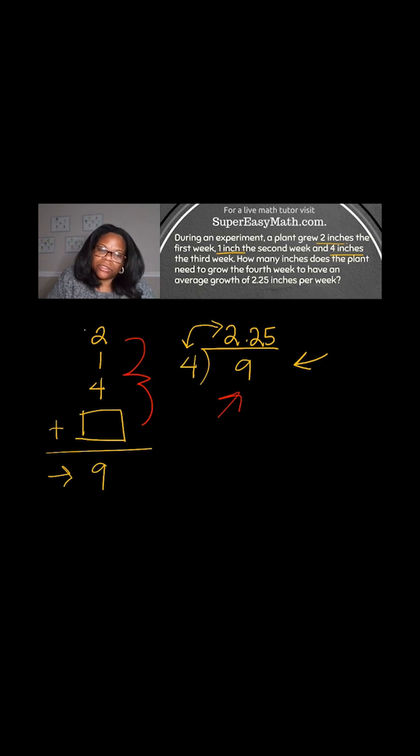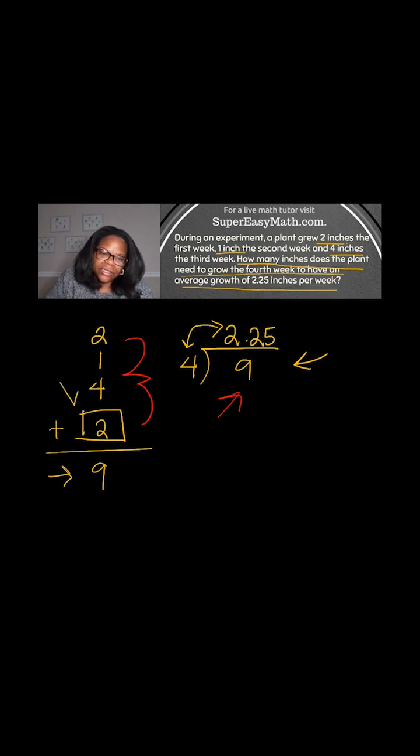I need to say, what's 2 plus 1? Well, it's 3. What's 3 plus 4? Well, it's 7. And then if it totals 9, that means this last number must be 2, because 7 plus 2 would give me 9. So to answer the question, how many inches does the plant need to grow the fourth week to have an average growth of 2.25 inches per week?